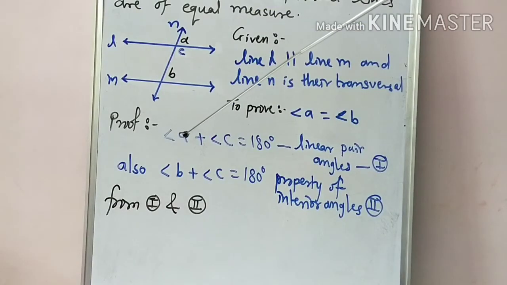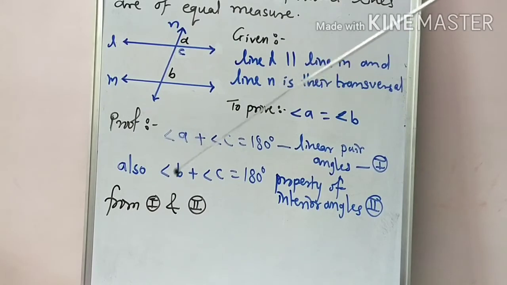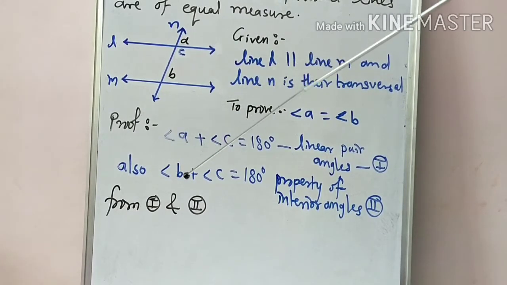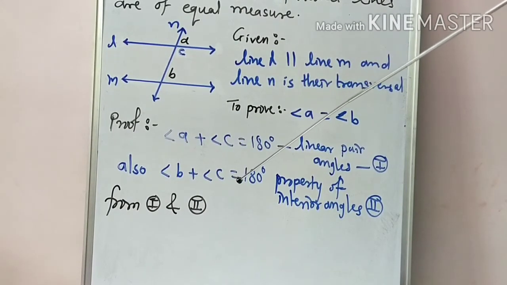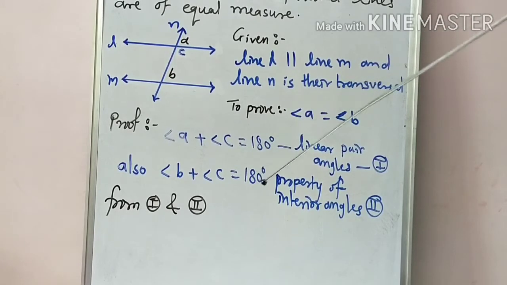So here I write down the first statement as angle A plus angle C equals what? 180 degrees, because they are linear pair angles. And in the same way, angle B plus angle C is also equal to 180 degrees by the property of interior angles of parallel lines. So what we observe here, students, from 1 and 2, is that the right hand side is equal, and it means the left side addition is also equal.